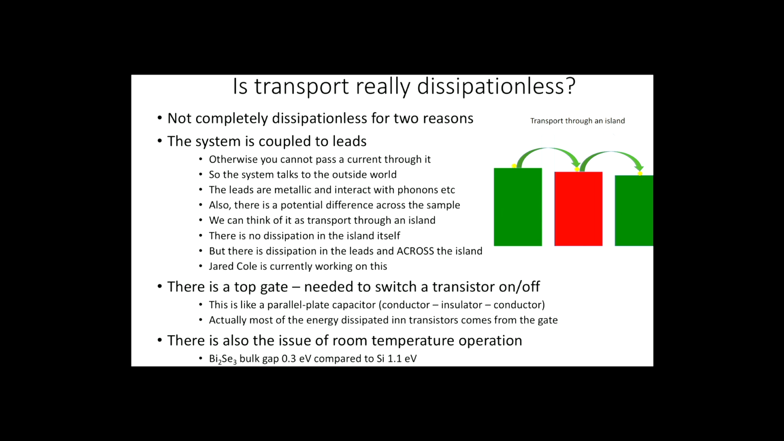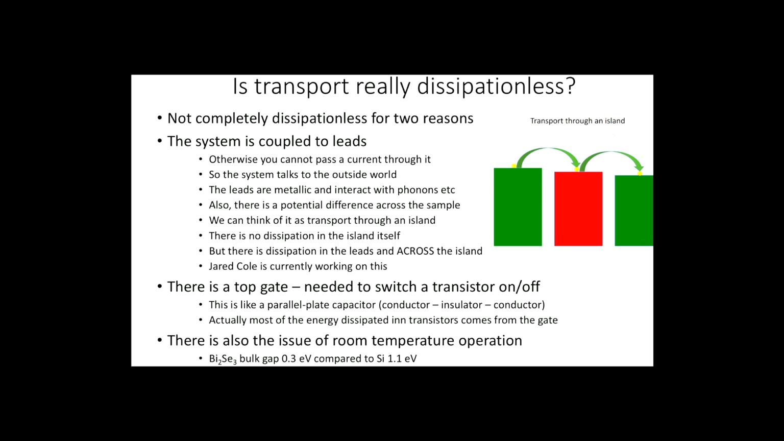This lead has a slightly lower chemical potential. So you'll get some tunneling between the lead and the island. You get some transport inside the island, and then you get some tunneling back from the island onto the other lead. So first of all, the leads are metallic. They are certainly dissipative. They interact with phonons and all sorts of other things.